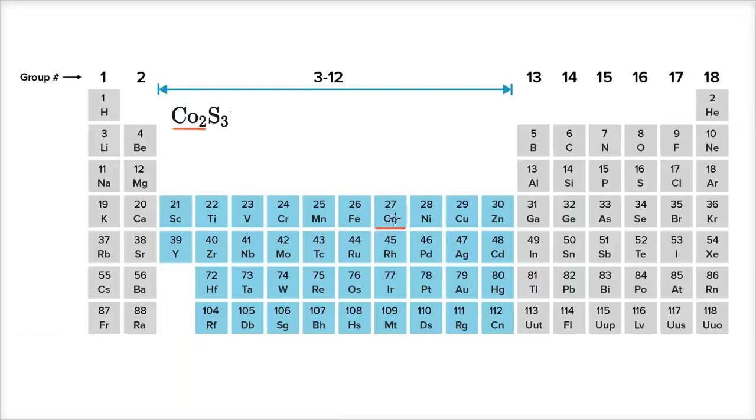So we know that this is going to be our cation. It's going to be our positive ion, but we don't know what the charge on each of those cobalt is actually going to be. So now let's look at the anion. Let's look at the sulfur, or as an anion, the sulfide. So let me underline that.